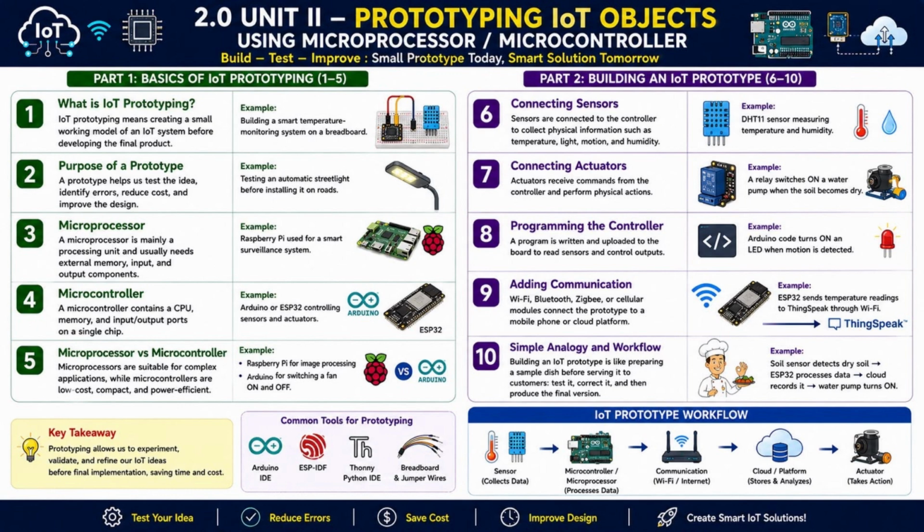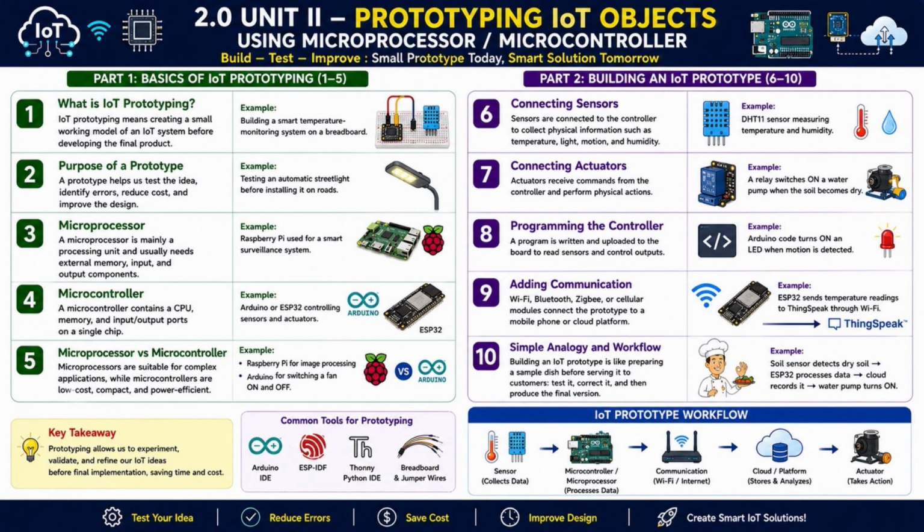Next, in part 2, we will discuss how to build an IoT prototype. That means here how to connect the sensors. Sensors are connected to the controller to collect physical information such as temperature, light, motion, and humidity. Sir, what example can you give here? What sensor? The DHT11 sensor is used for measuring temperature and also humidity.